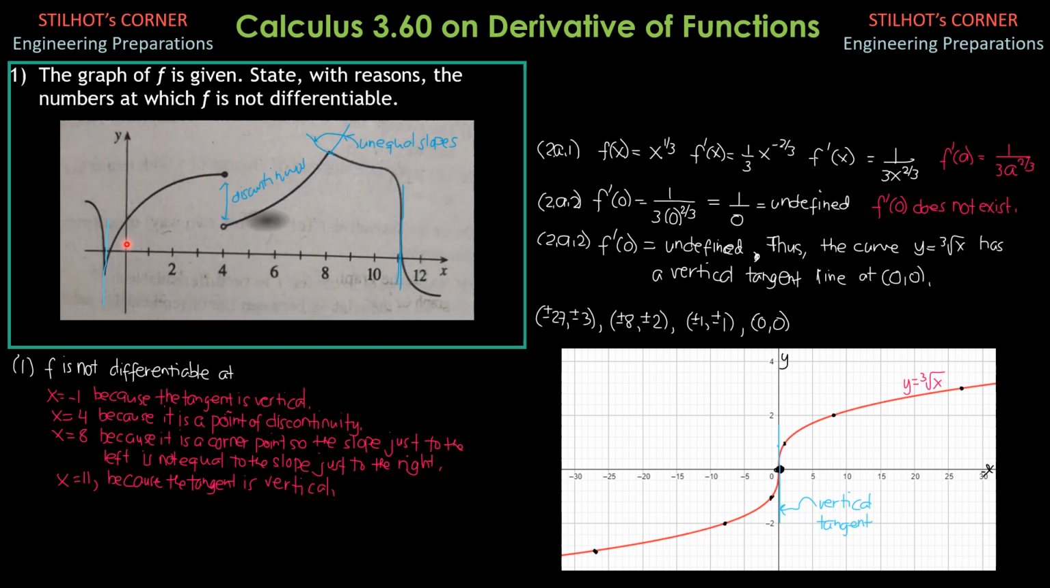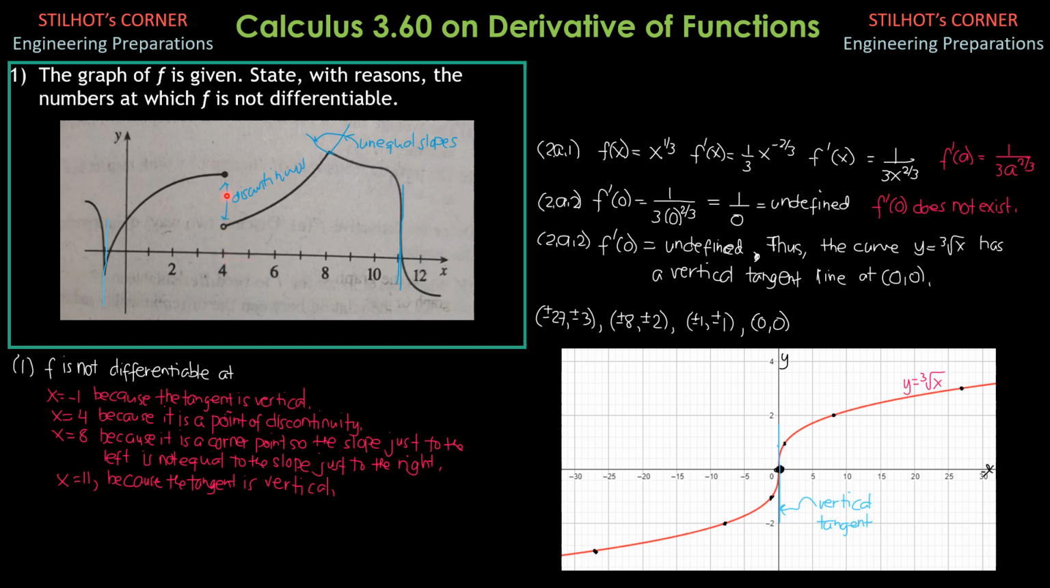So here is the given figure and the graduations. At x equals -1, f is not differentiable because the tangent just to the left and just to the right is vertical. Secondly, it is also a corner point, right? But the tangent is vertical. That's the main reason. So at x equals -1, it is not differentiable because the tangent is vertical.